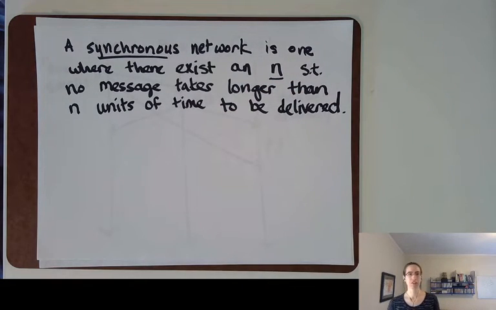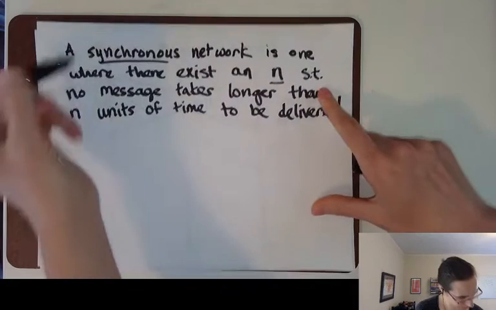So synchronous networks do exist. For a message to be synchronous, there typically has to be some sort of stable circuit between the sender and the receiver. But we're not going to be talking much about synchronous networks in this course. So this is one network model.